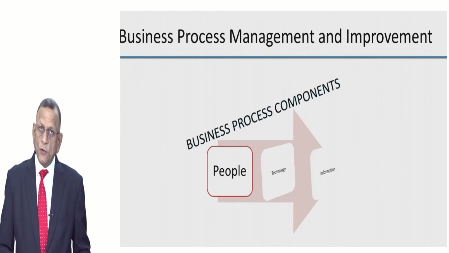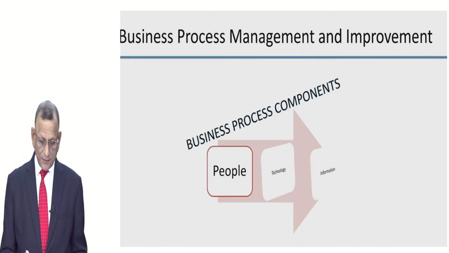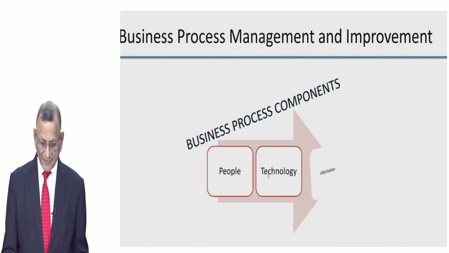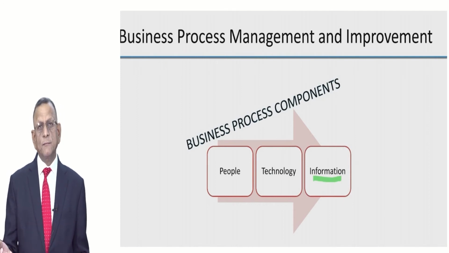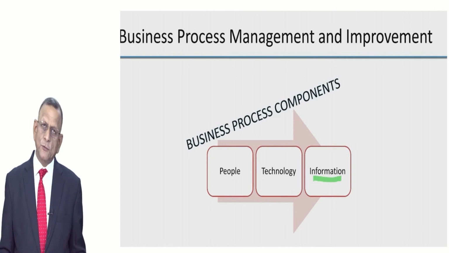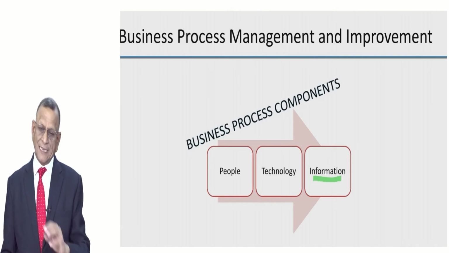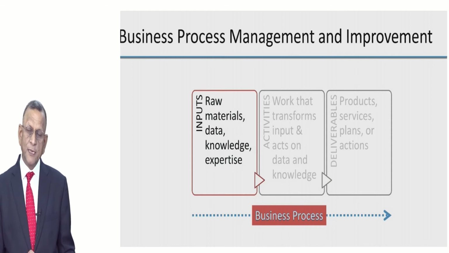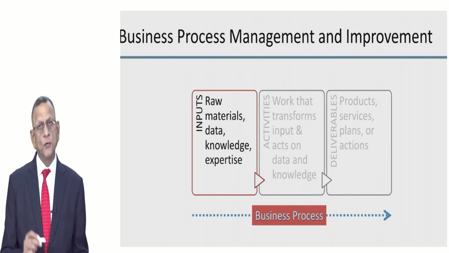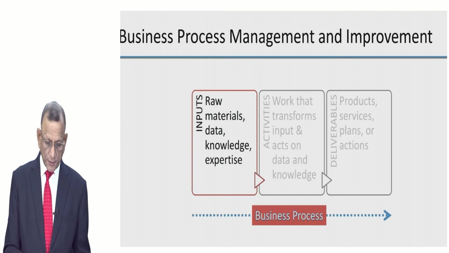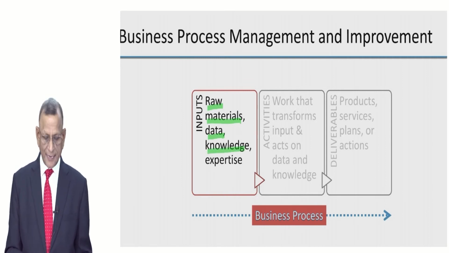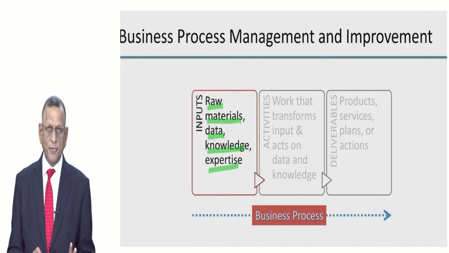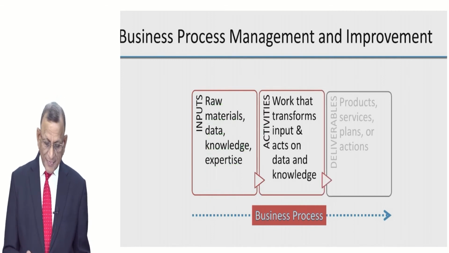Okay. So what are the components of this business process? One is people, another is technology, and third one is information. So with the help of the three, you may put several other components also, or you may put those components into one of the categories which we have already shared. So what is happening? We have something like input. What may be input? Raw material, data, knowledge, expertise.